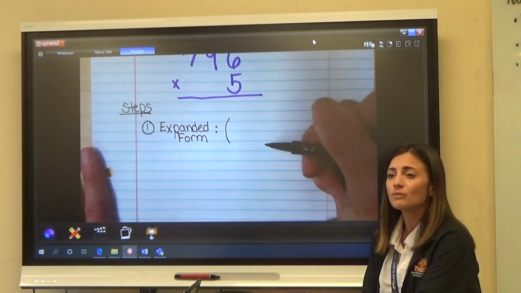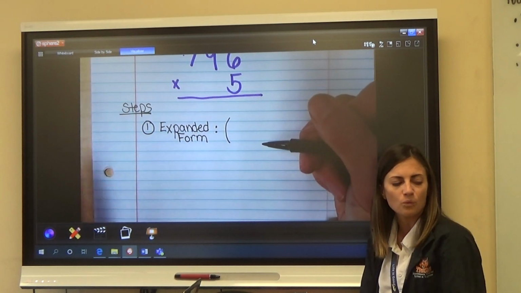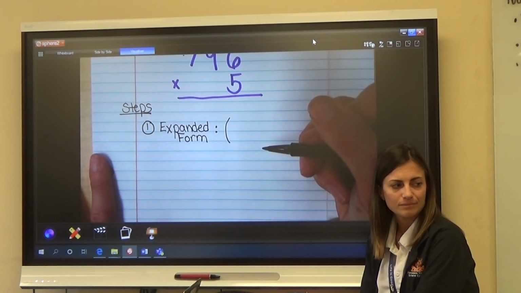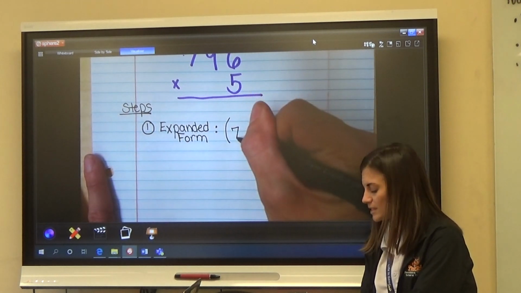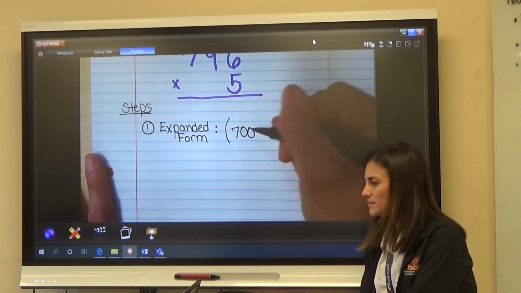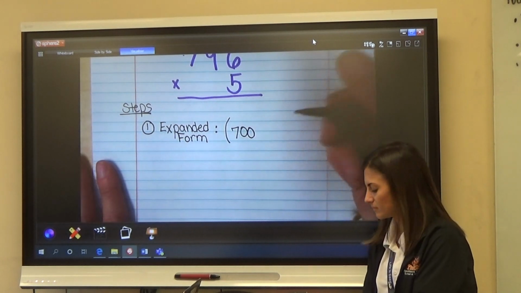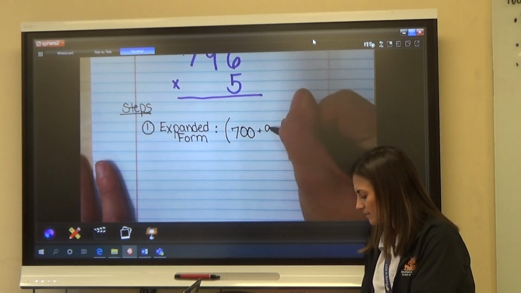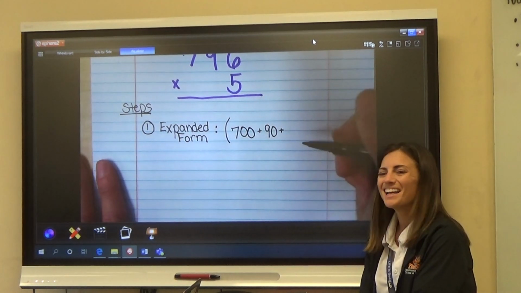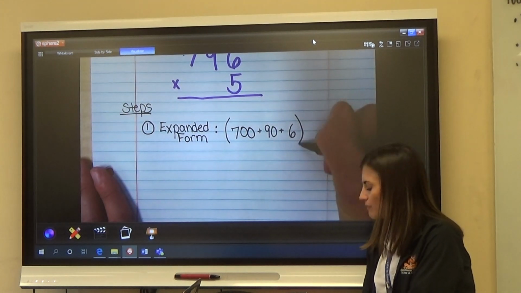So when we do our expanded form, my first factor is 796. And I'm going to write that in expanded form. Who can help me turn this into expanded form? What comes first? 700. All right, what comes next? Yes, ma'am. 90. Plus 90. After that, plus 6. So there's my first part.